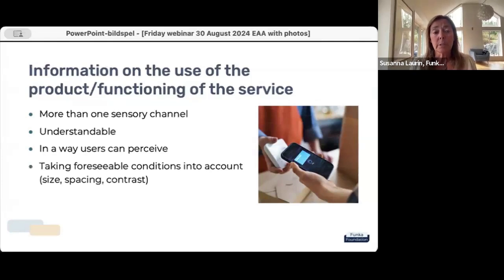Then, in addition to this, the information needs to take into account the foreseeable conditions. That means that users not only have different preferences or abilities, but also use your product or service in different environments or situations, on the run, in bright sunlight or whatever. So you need to take care of the size, spacing, contrast, and all of that when you present the information. The list is much longer, of course, but these are the highlights and the most important grouping of requirements that we tend to present when we talk about the information.